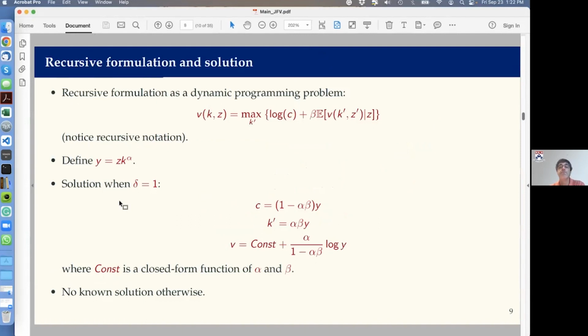Okay, so how do we tell first year graduate students to solve this model? Well, what we explain is that you have a recursive formulation of this problem as a dynamic programming problem in terms of a Bellman equation. There is going to be a value function, V.